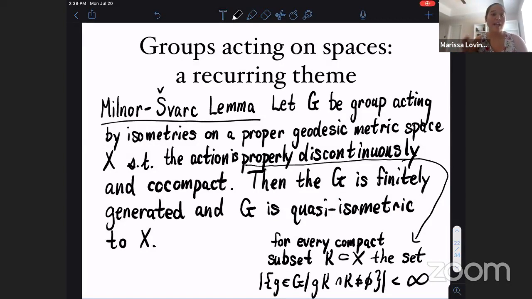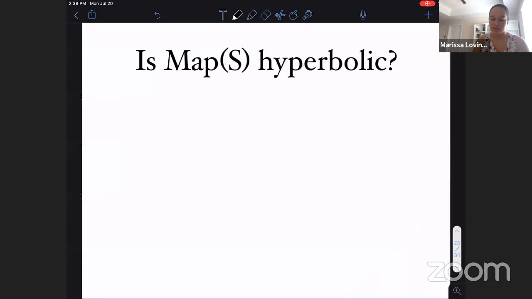And so then my natural inclination when I see this, especially after having just listed the properties I did about the curve graph, is to say, does this mean that we can show that the mapping class group is hyperbolic, right? We have the curve complex is hyperbolic, we have a nice action on it, right? And so, sadly, right, let's see. So let me just write down the question I just said out loud.